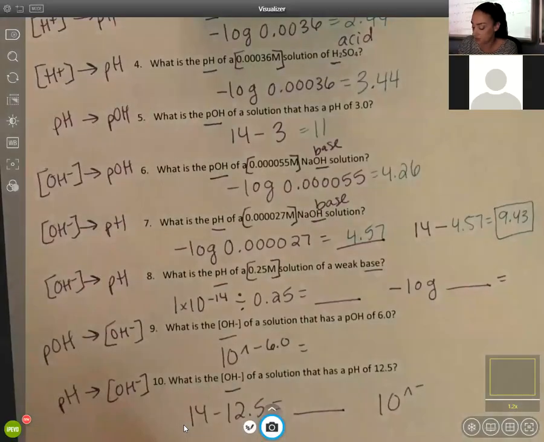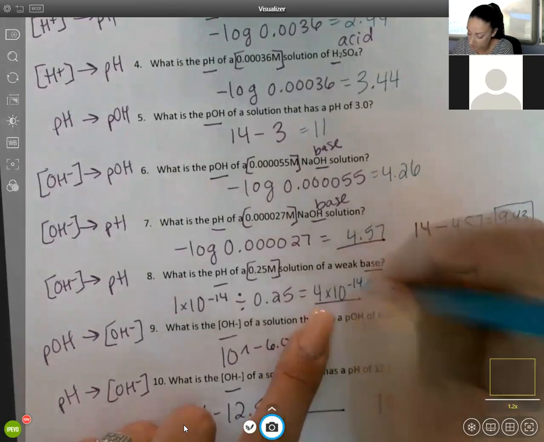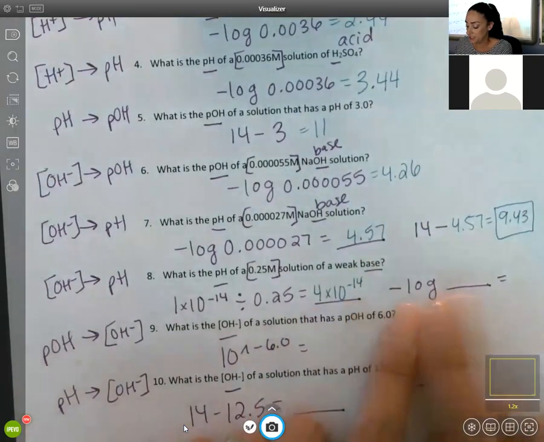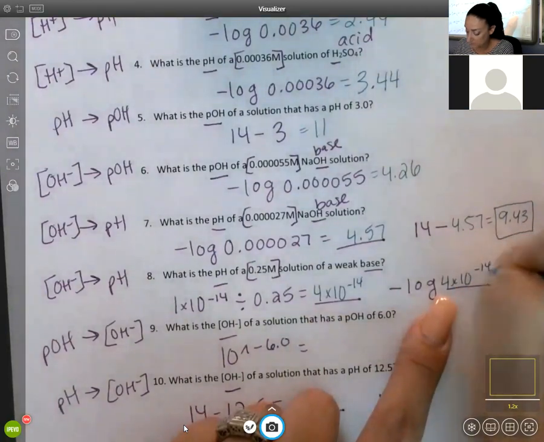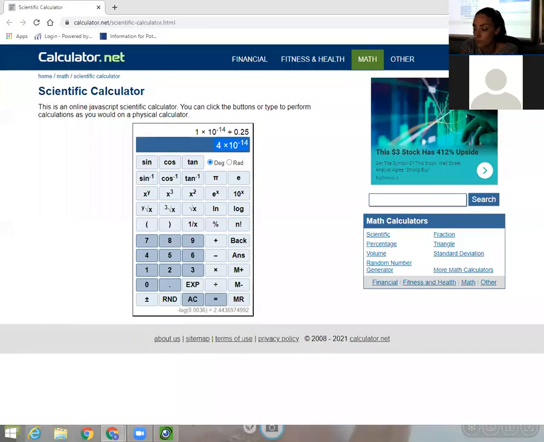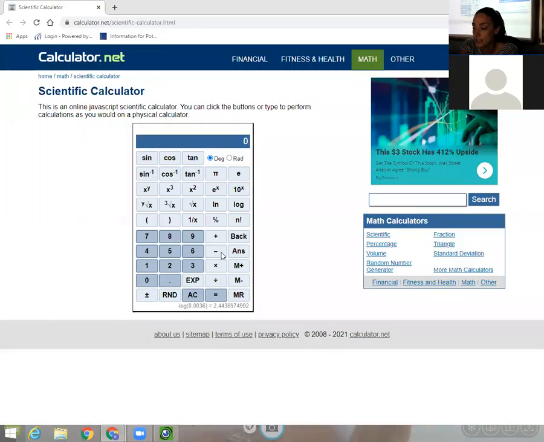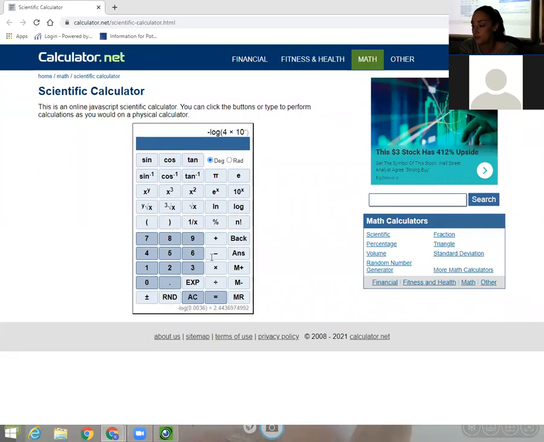Okay, but that's just the first part of our answer here. 4 times 10 to the negative 14. Then you still have to take the negative log of that same number. Okay, so we're going to go back to the calculator, clear it out. We're going to do the negative log of 4 exponent, because that puts the times 10 for you, and then negative 14. Okay, and it gives us 13.40 if you round.